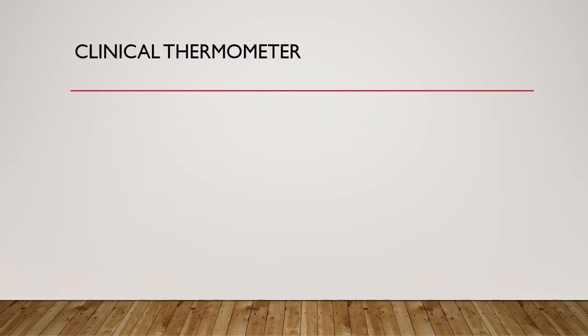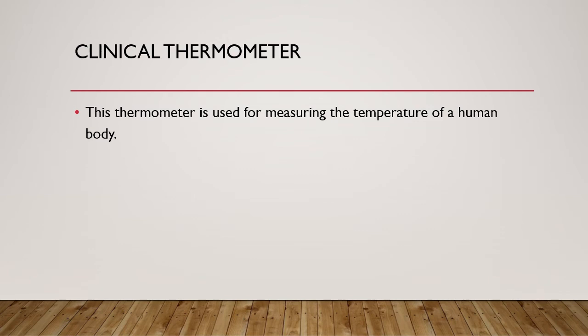So guys, in this slide we are going to learn about a kind of thermometer, the clinical thermometer. We are going to learn what it is, what it is used for, and what its range is. It is a thermometer used for measuring the temperature of a human body, and its range goes from 35 degrees Celsius to 42 degrees Celsius. The normal temperature of a healthy human being is 37 degrees Celsius.